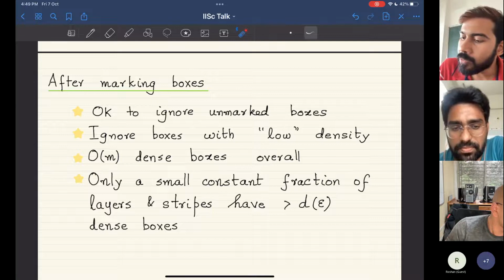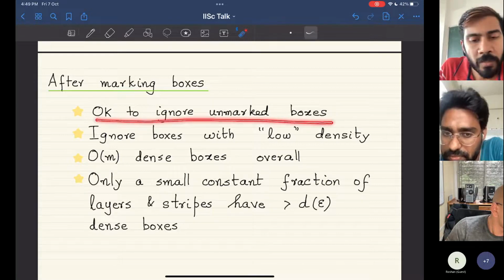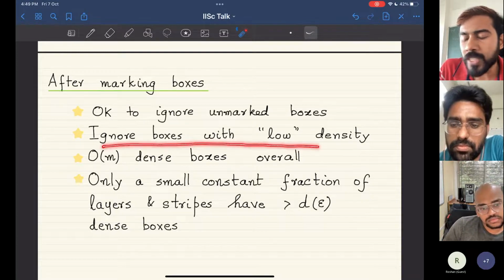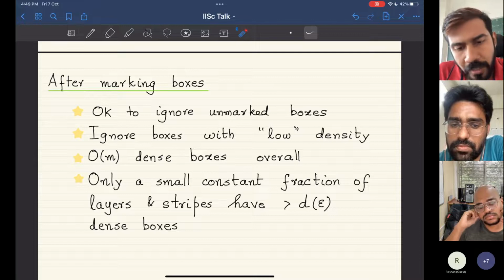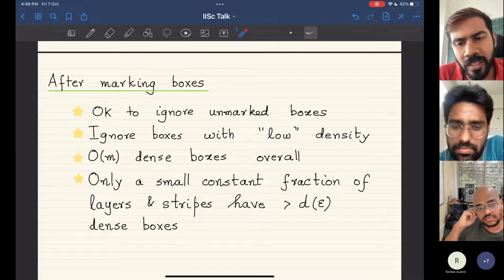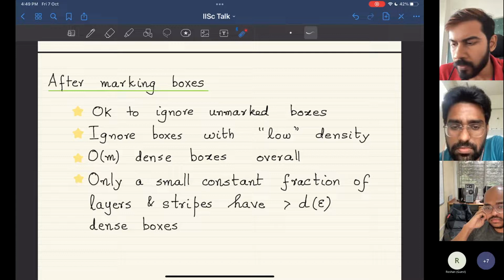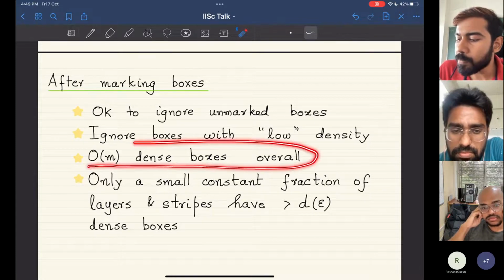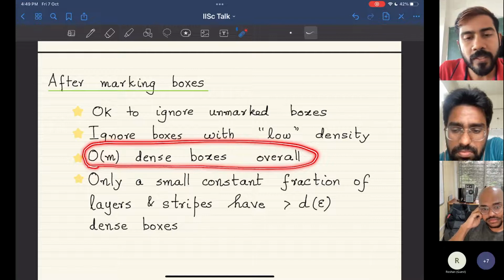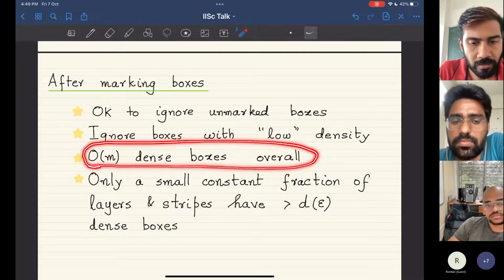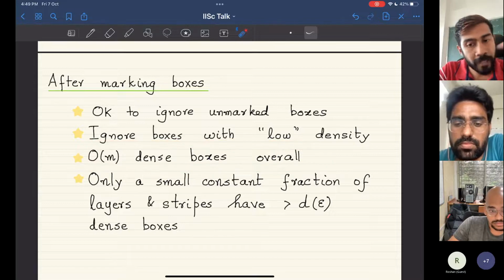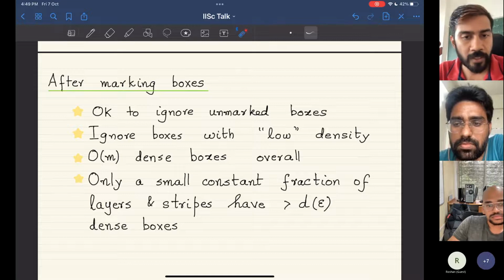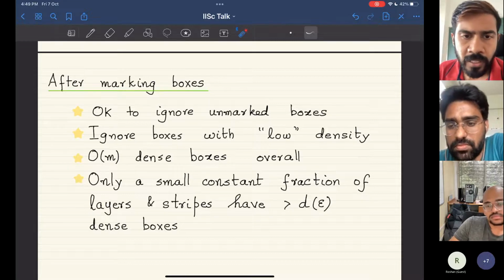So essentially we first said that it's okay to ignore unmarked boxes. We will also say that it's okay to ignore boxes with low density among the marked boxes. Again, that will not hurt as much. So finally, we will be able to say that there are big O of M dense boxes overall. Interesting boxes, and our algorithm has, with high probability, identified all the interesting boxes.